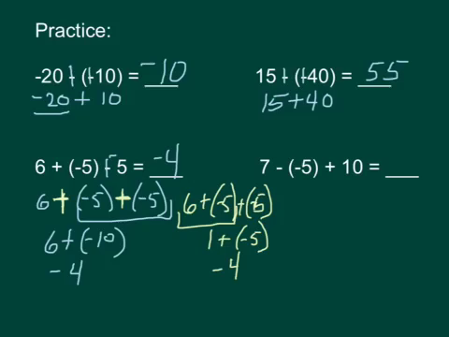Now with our last problem, let's work 7 minus a negative 5. We're going to add the opposite, so we're going to have 7 plus 5 plus 10. 7 plus 5 is 12, plus 10 is 22. They were all positive, so positive 22.